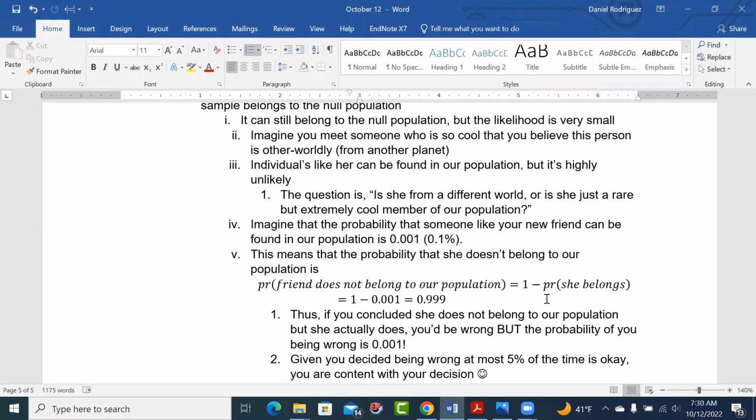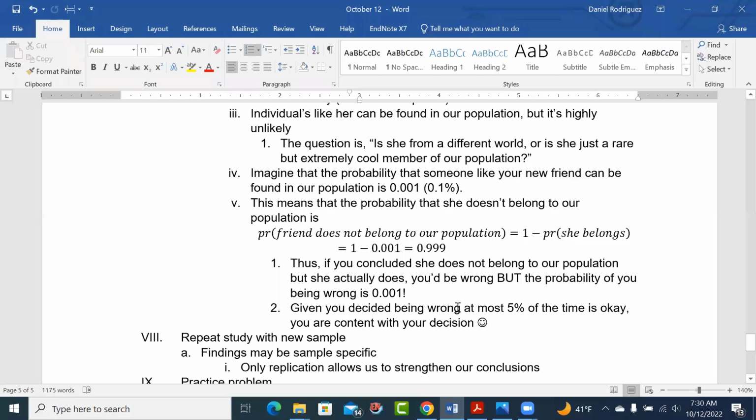Imagine that the probability that someone like your new friend can be found in our population is about 0.001, or 0.1%. That's the probability of finding somebody as cool as her in our population. This also means that the probability that she doesn't belong to our population is the complement of that, right? 1 minus the probability that she belongs. So there's a 99.9% chance that she doesn't belong to our population.